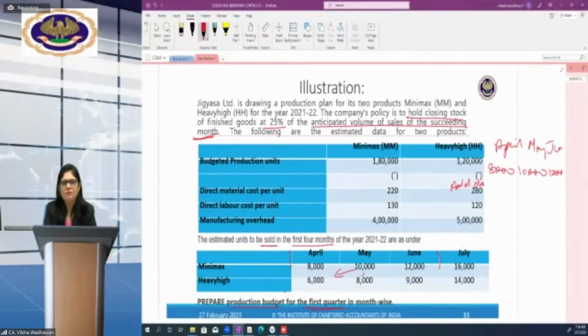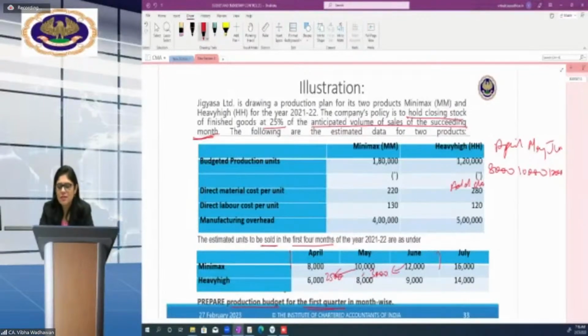So 25% of 10,000 works out to 2,500. So 2,500 will be the closing stock for April, and 25% for June month will be the closing stock for May. All right. So it will be 3,000. 3,000 for May will be the closing stock. And see, that's why July is given, because 25% of the succeeding month's sales is your closing stock of the current month.